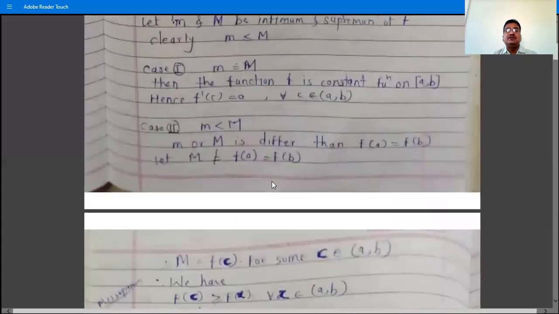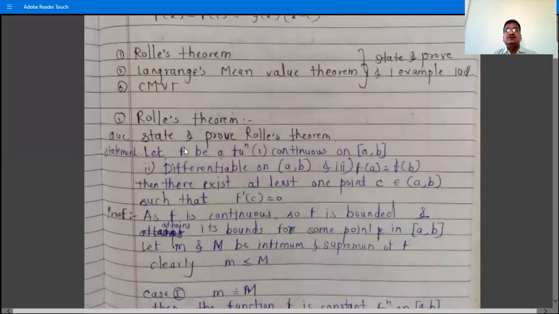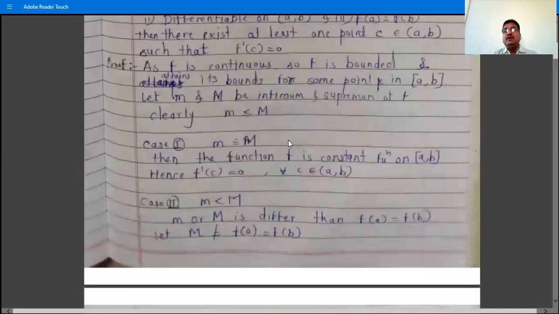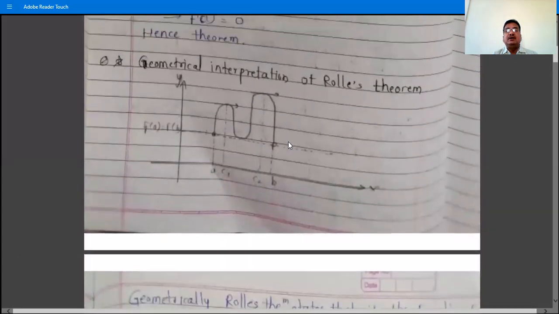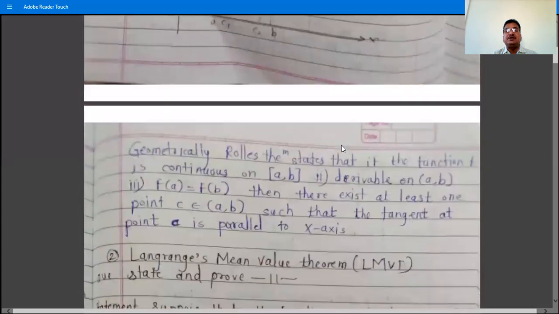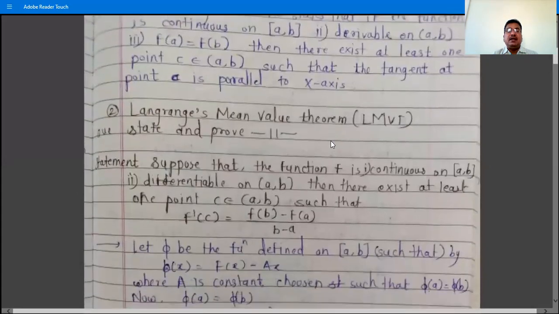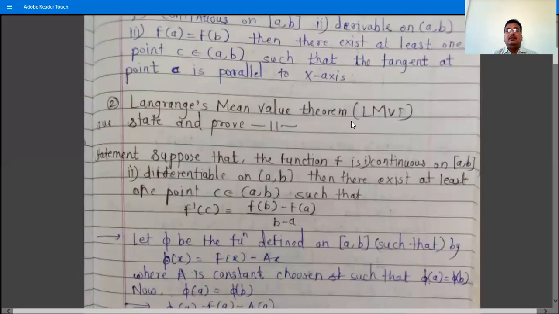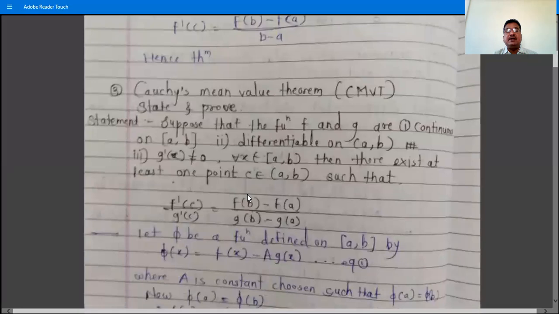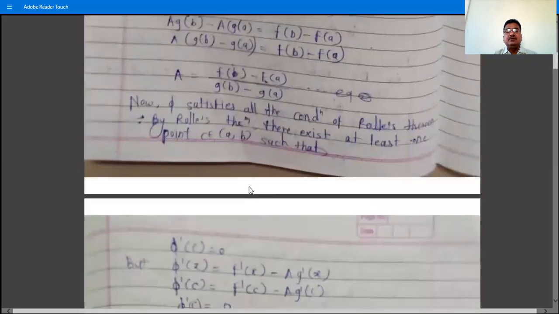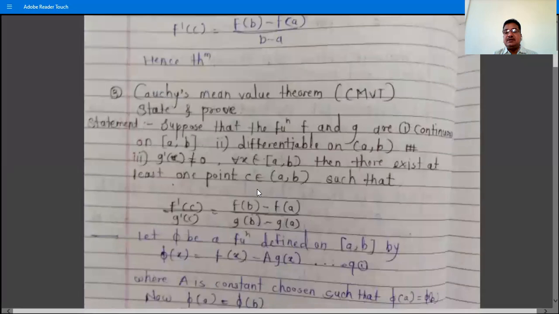So the question on this theorem is: state and prove Rolle's theorem and give its geometrical meaning. This is the geometrical interpretation of Rolle's theorem. Then the next theorem is Lagrange's mean value theorem. The question is: state and prove Lagrange's mean value theorem. So this is the statement and the proof, and the next one is Cauchy's mean value theorem. We'll see these two theorems in the next lecture.